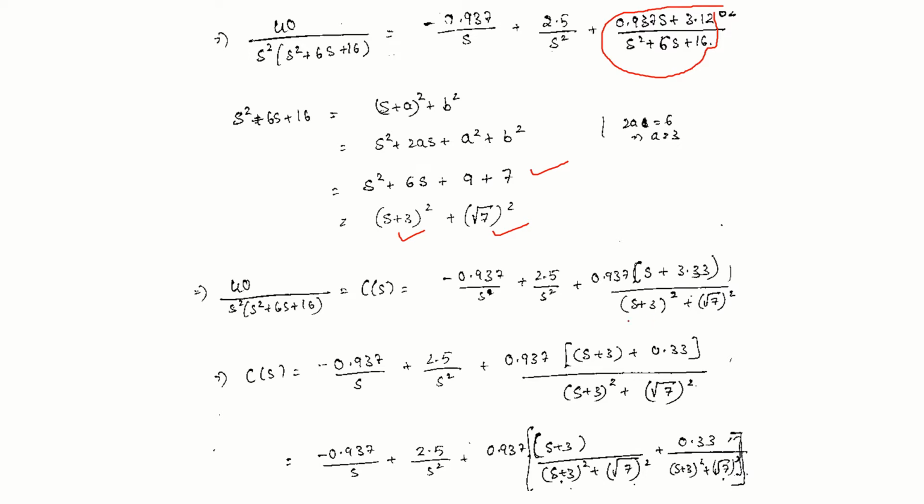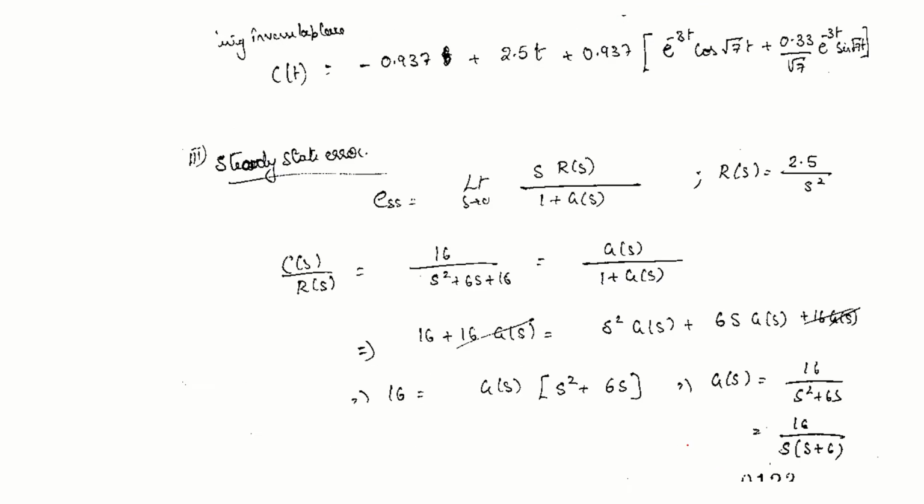Then I have to reorganize this. Then again I have to split this one: s plus a divided by s plus a whole square plus b squared, and 1 by s plus a whole square plus b squared. Now if I take Laplace inverse, I'll get a response.